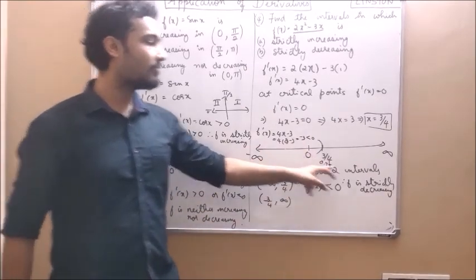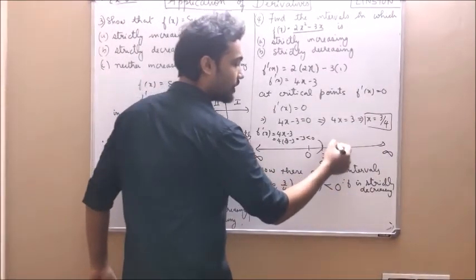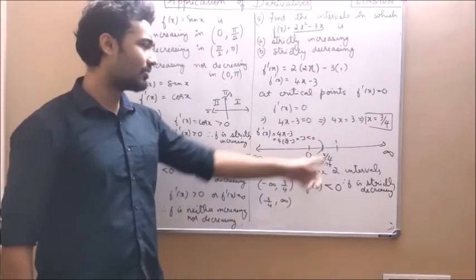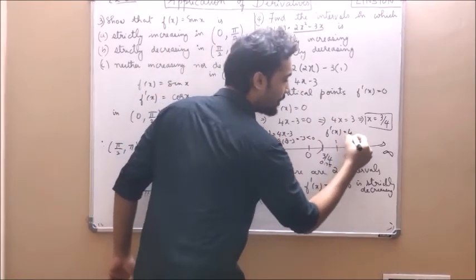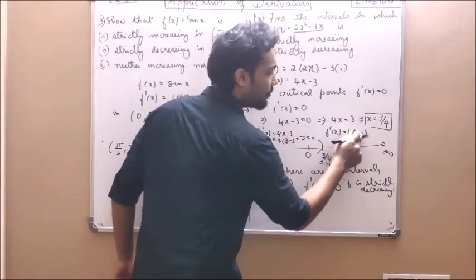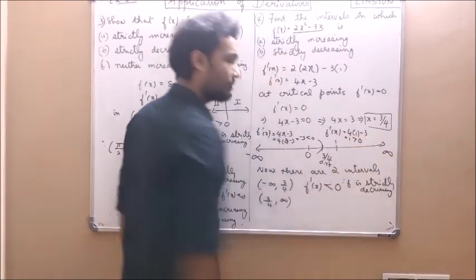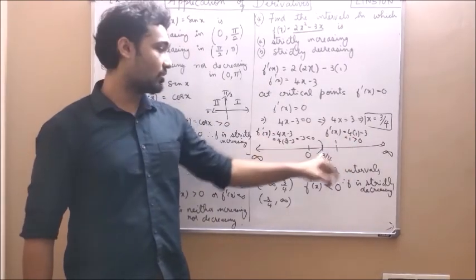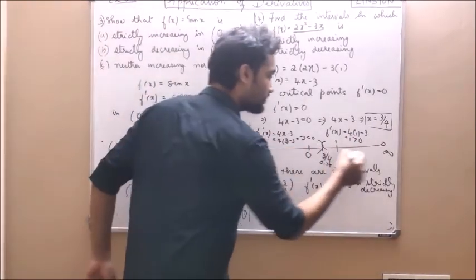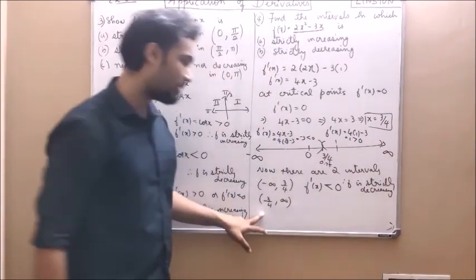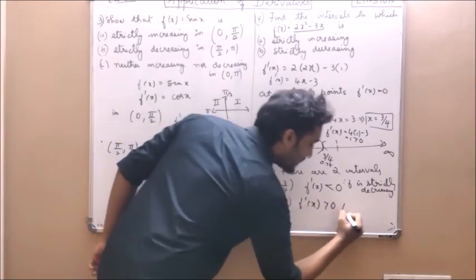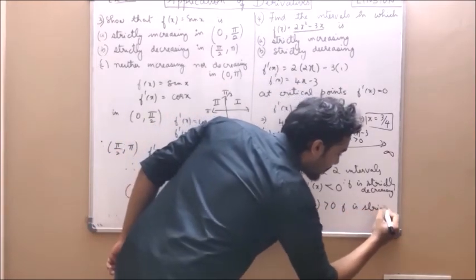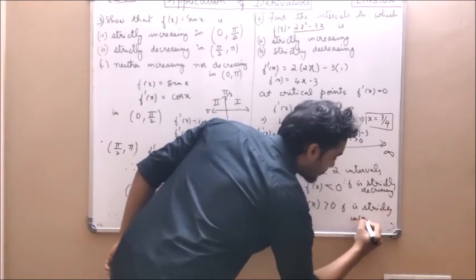Next, to take the interval 3 by 4 to infinity, you can take any point. I will take the point 1. You can take 2, 3, etc. I will take the point x equal to 1. So what is f dash of x? It is nothing but 4x minus 3. Substitute 4 into 1 minus 3. 4 ones are 4, 4 minus 3 is 1. So you get 1, which is greater than 0. So in this interval, 3 by 4 to infinity, f dash of x is greater than 0. So here f is strictly increasing.